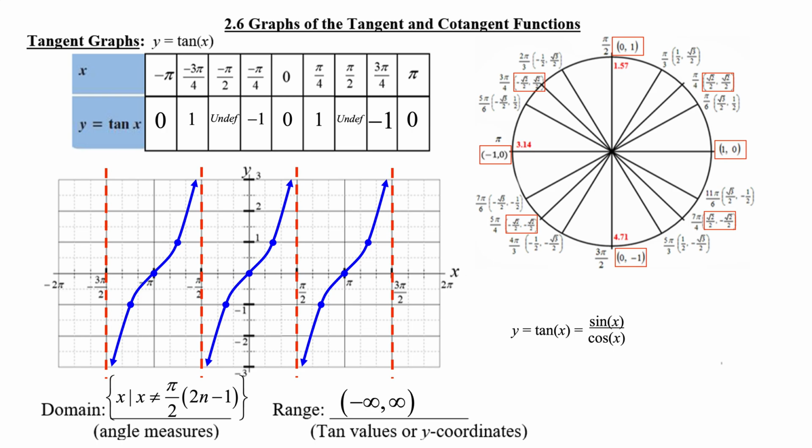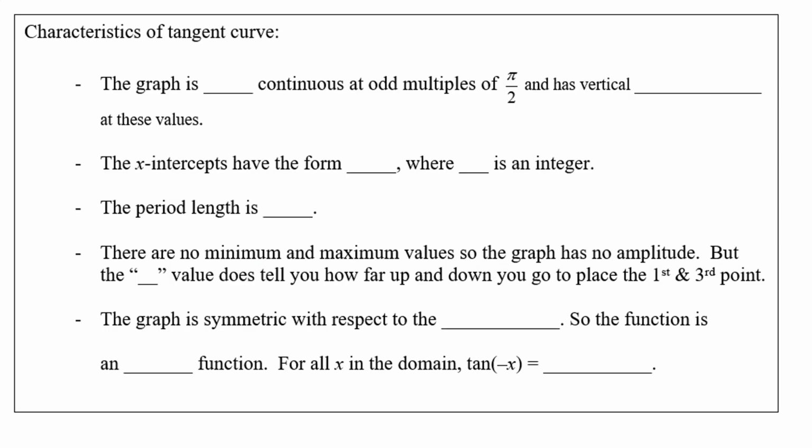So my characteristics, looking at these graphs in your notes, the graph is not continuous at your multiples of pi over 2 and has vertical asymptotes at these values. The x-intercepts, they're all at some n times pi, where n is your integer. 0 pi, if you will. 1 pi, 2 pi, negative 1 pi, negative 2 pi. The period length is now pi units apart. So now your formula for p is not 2 pi over b, but just pi over b.